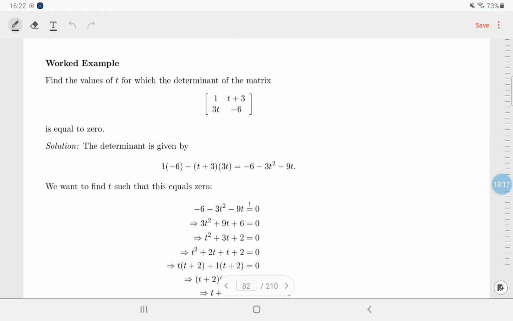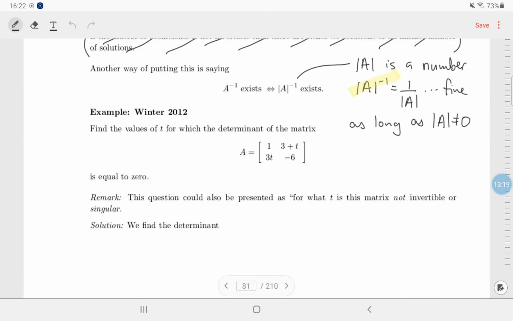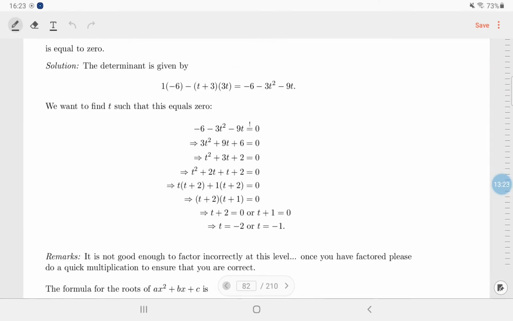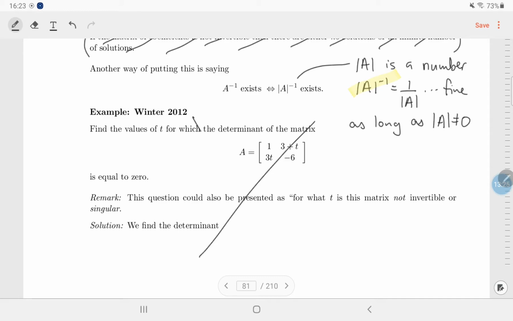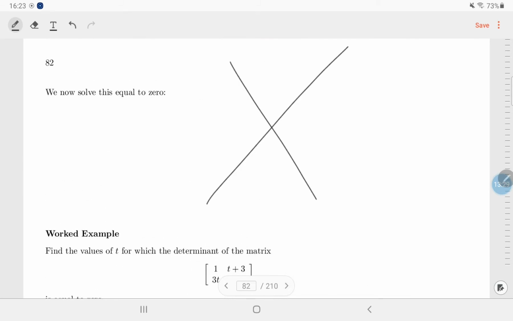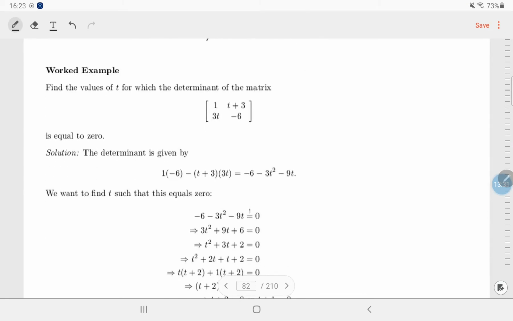What's a bit weird is I actually have it done out here. Is that the same question? That's a bit dumb. So I'm going to scrap this and just go through the worked example just to save us a little bit of time. So here we go.